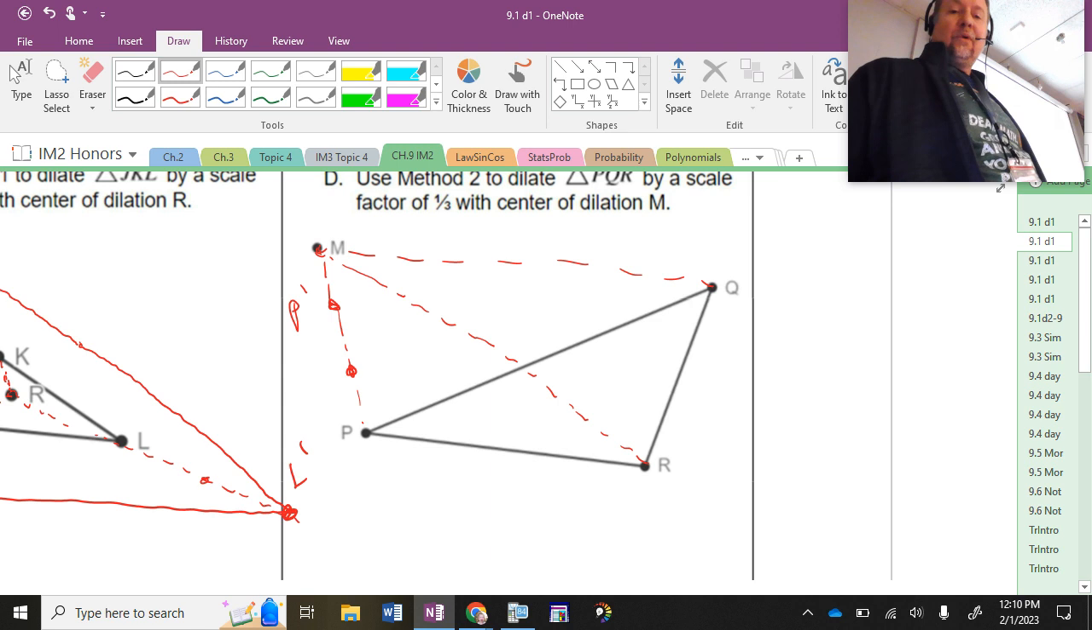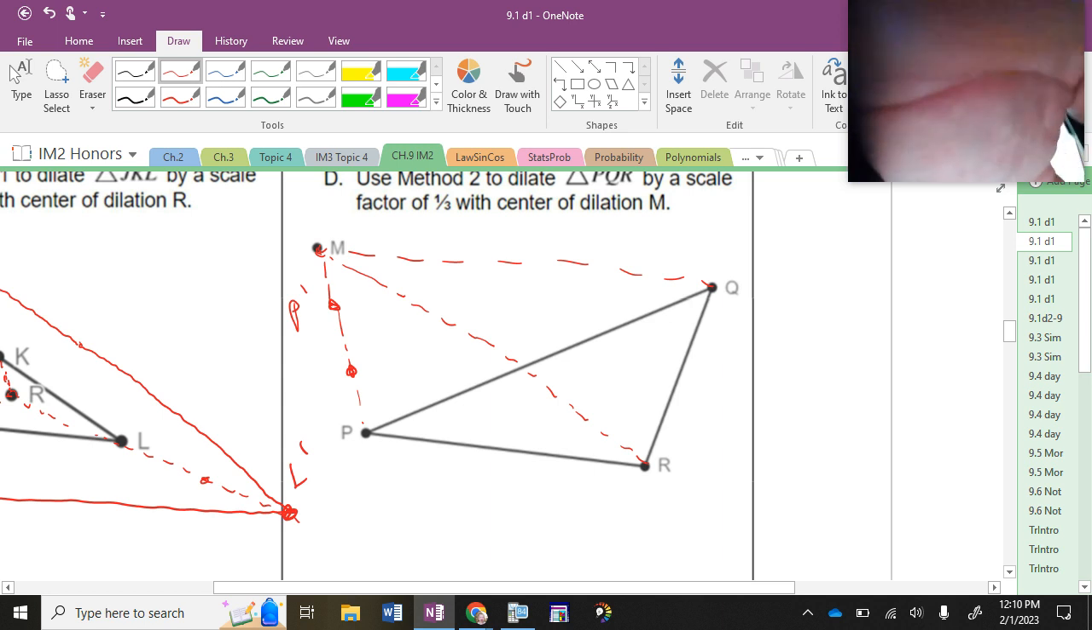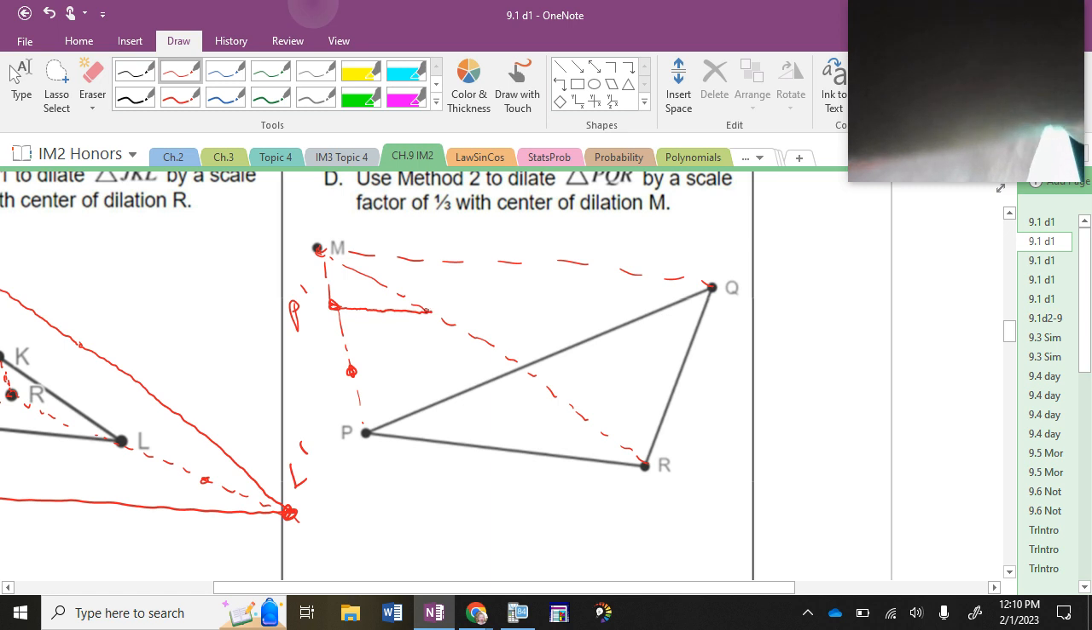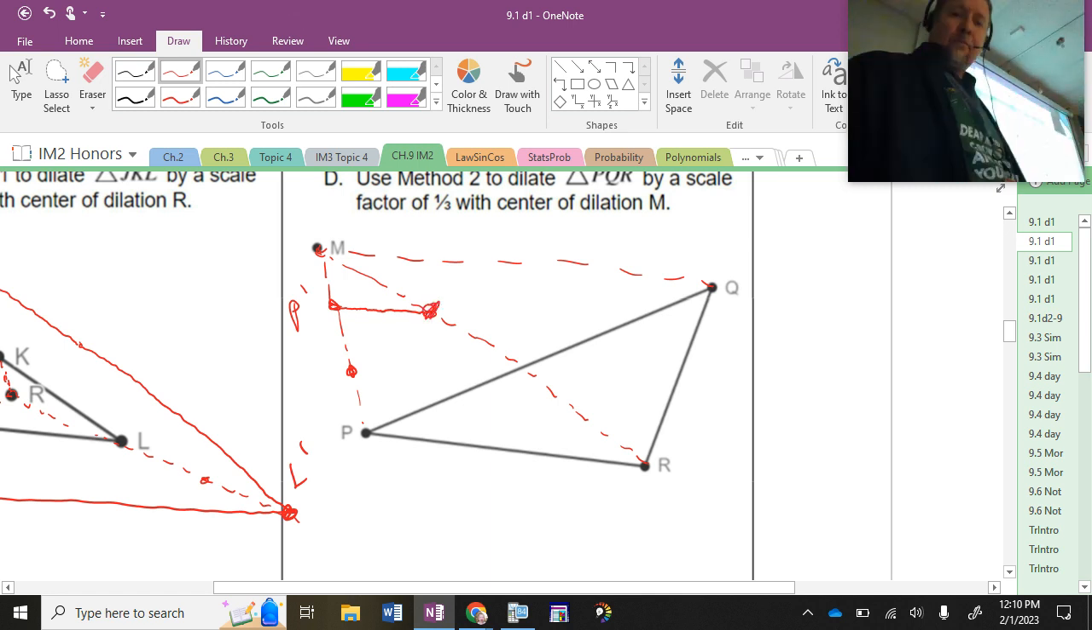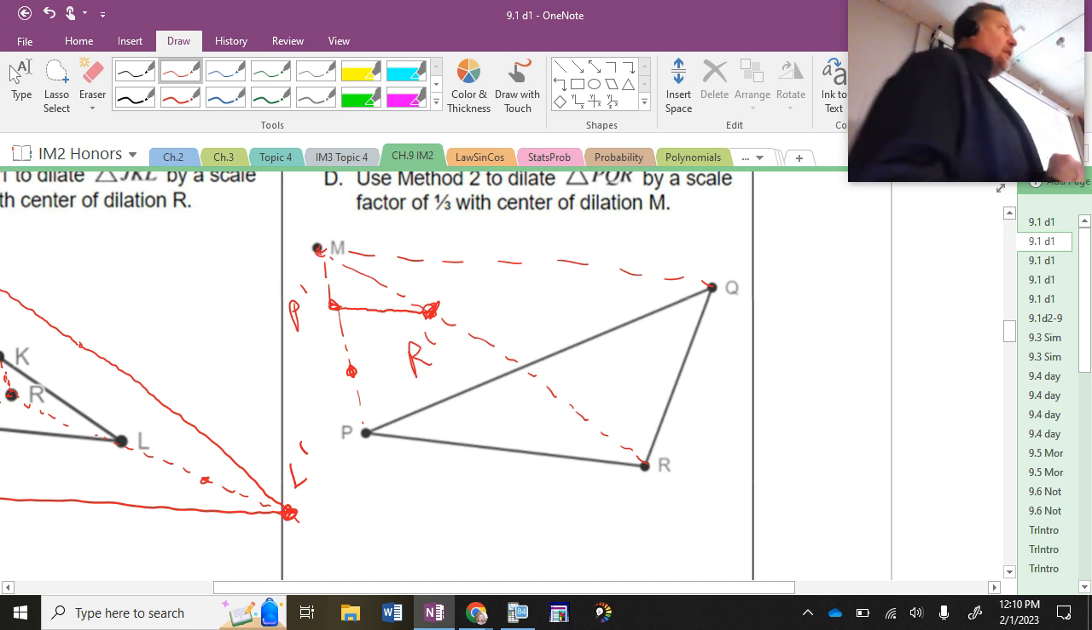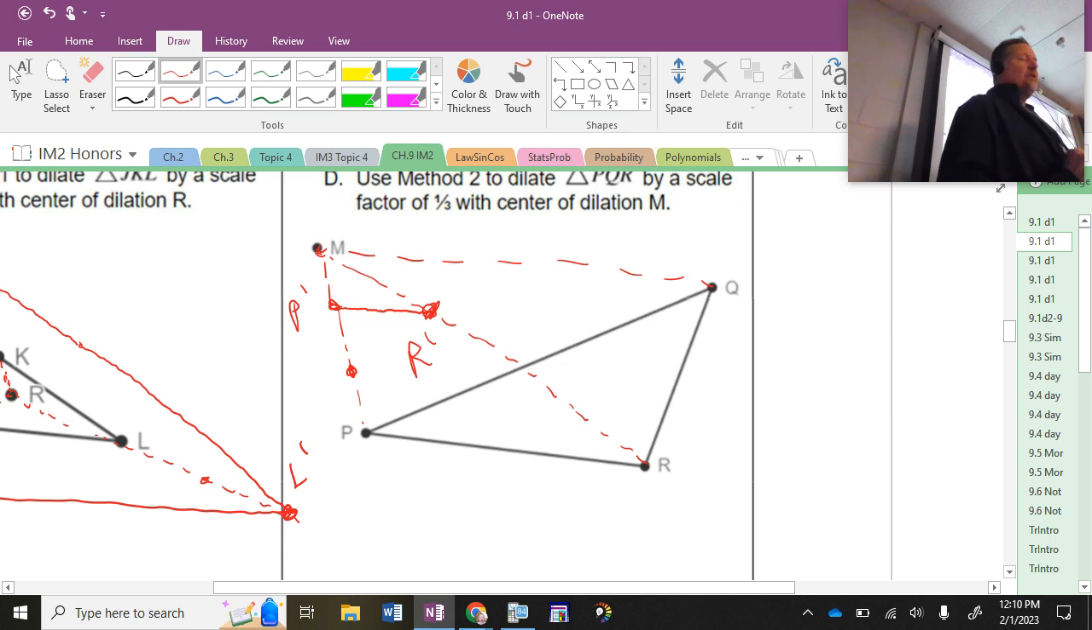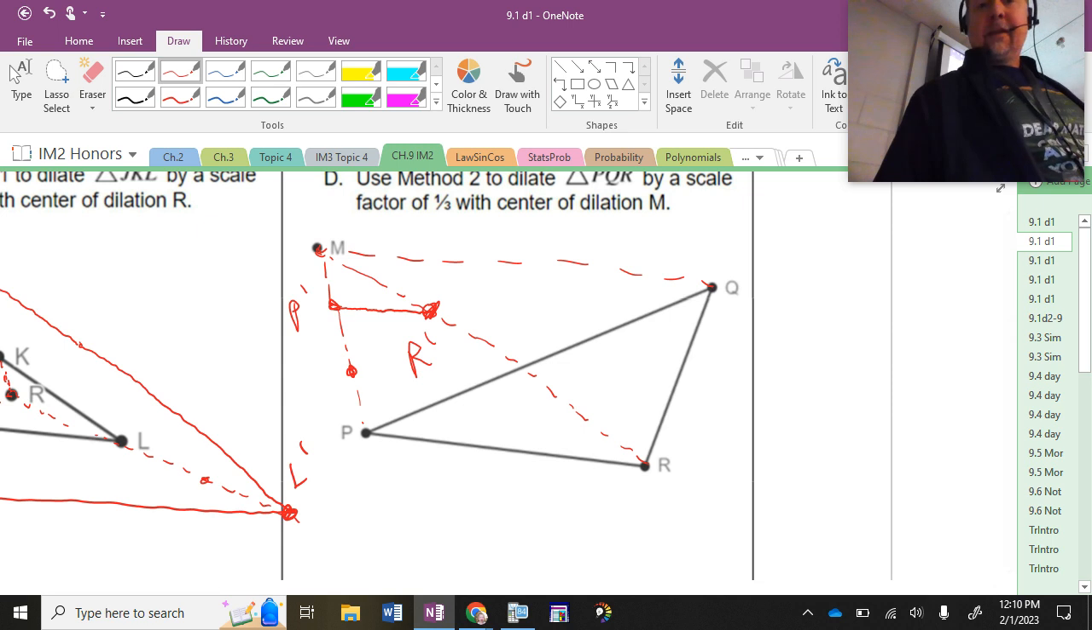Then you know what I'm going to do? I'm going to do the parallel method. So here's P prime. My next one should be here, and it should be parallel to PR, and that should be where R prime is. I think I'm close. It's kind of hard to do parallel, especially without a coordinate plane. That's why we're going to a coordinate plane next.